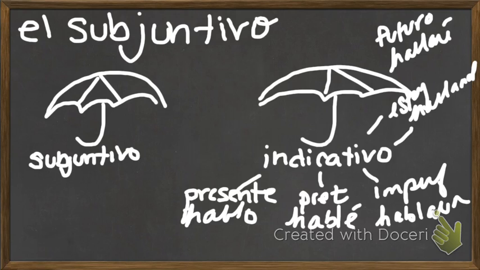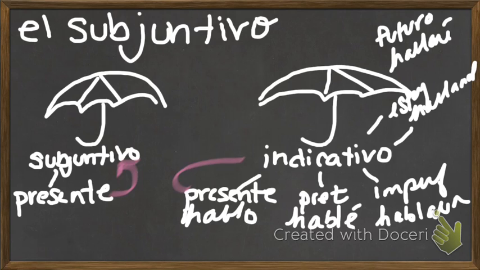not subjunctive. So, hoy vamos a aprender cómo formar el presente del subjuntivo. Okay, so now you have two present tenses. You have el presente del subjuntivo y el presente indicativo. Okay. El presente del subjuntivo es que hable. Que hable. Okay, yeah, it's kind of odd, but you'll see why.